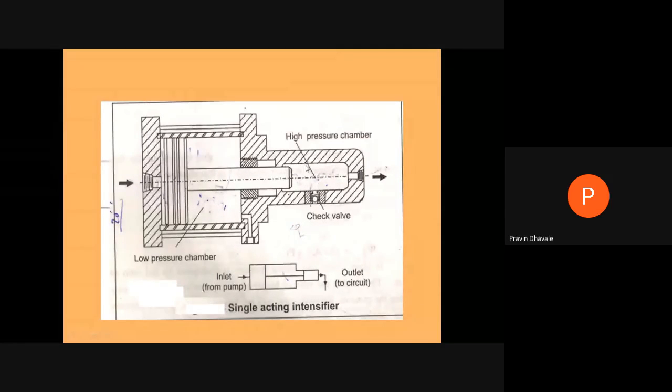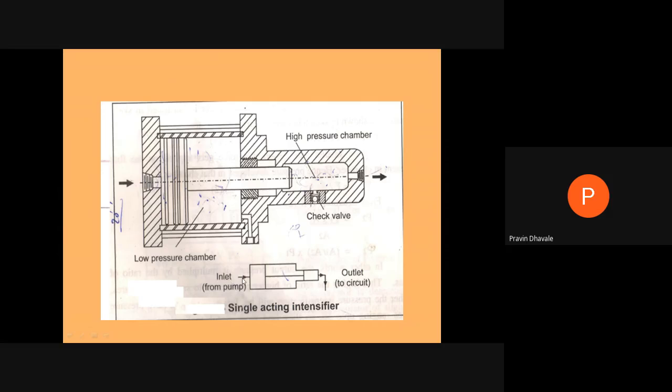A check valve is provided. When low pressure, high volume fluid from the pump enters this low pressure chamber, it pushes this piston towards the right hand side. At that time, the fluid present in this chamber, which has a low area, experiences the movement of the piston toward the right hand side, which increases its pressure. So we get the high pressure fluid from this outlet of the high pressure chamber. This is the symbol of a single acting system.